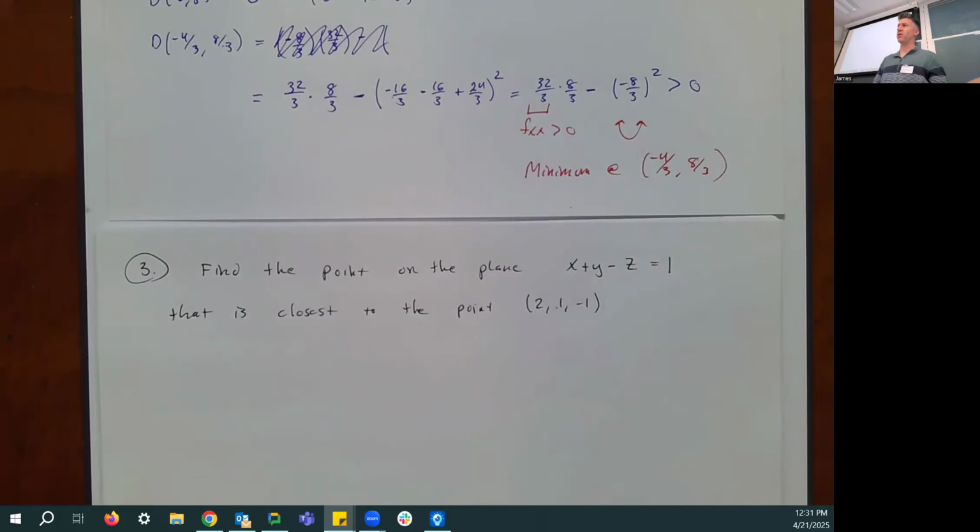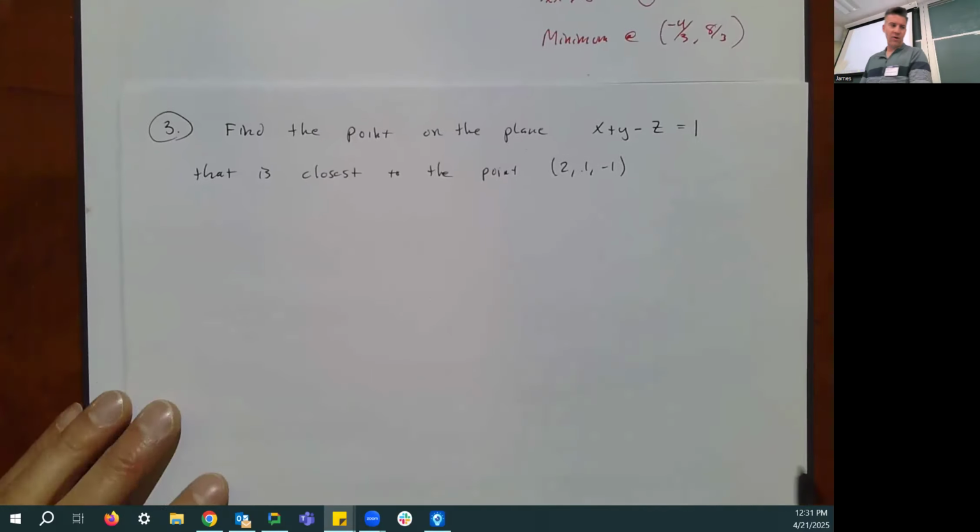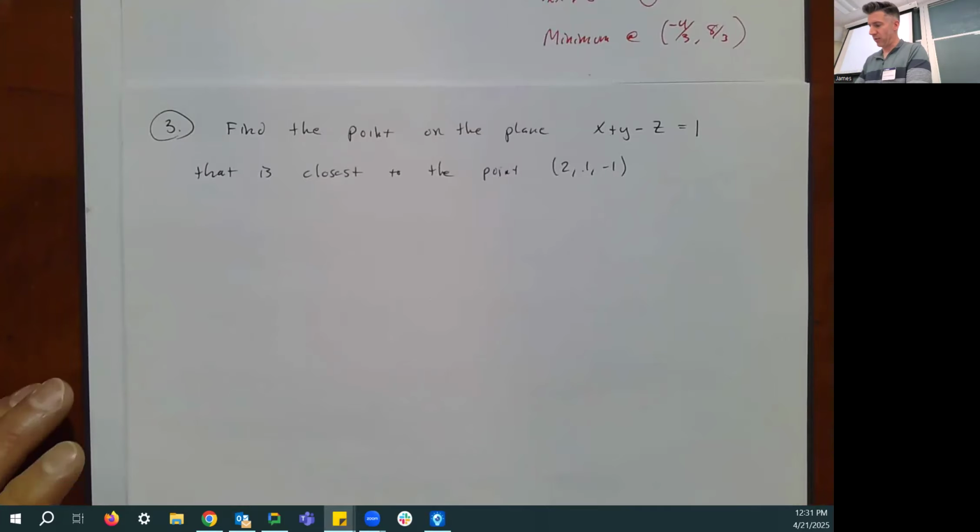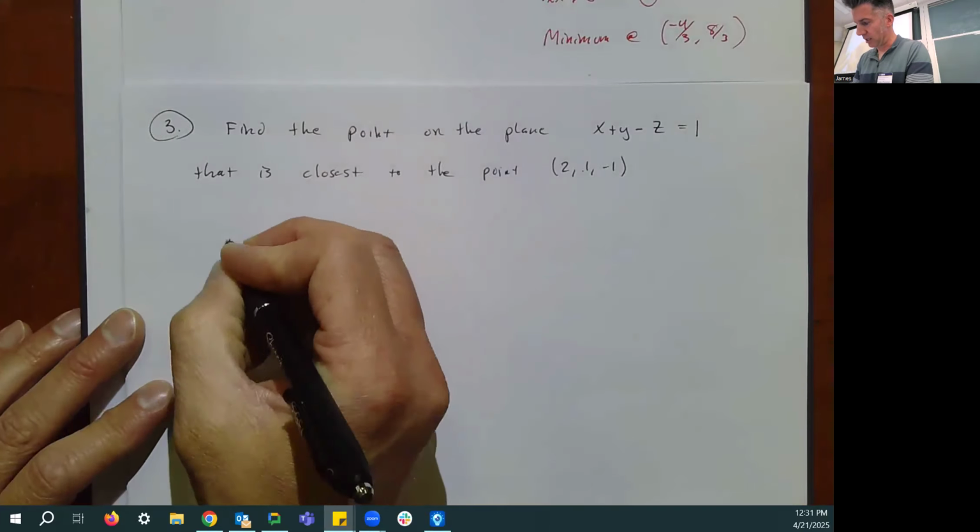Otherwise, it wouldn't be a very interesting question, right? If the point was on the plane, then itself is the point that's closest to that point on the plane. So it's really not a good question if the point's on the plane. So we could draw a picture, although I don't think we really need to, but I'm going to draw a picture for you anyway, just so you can kind of see it.